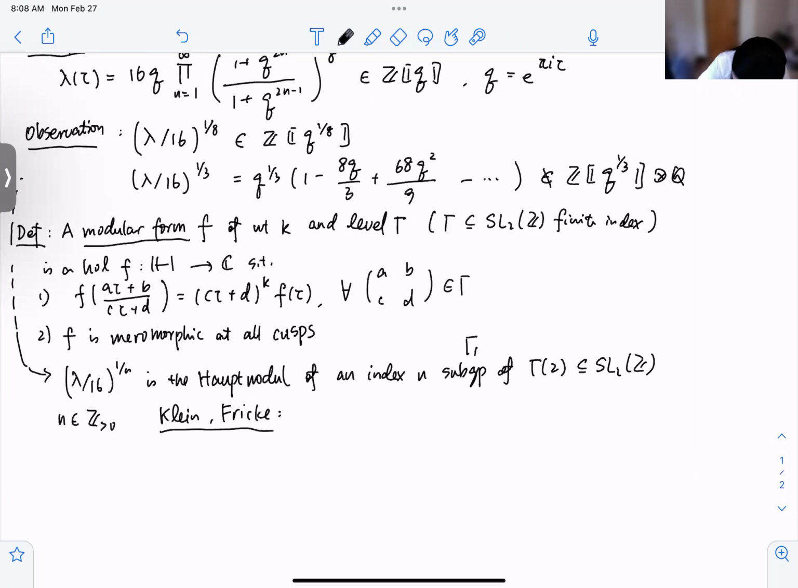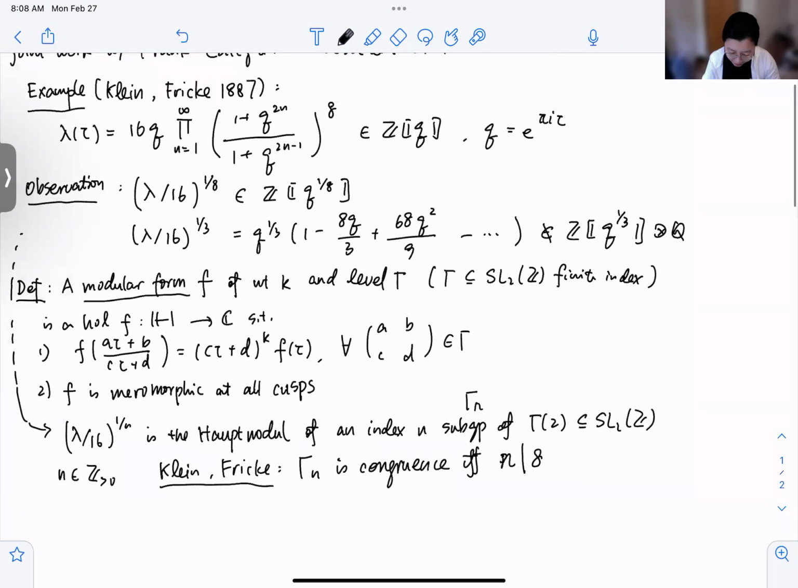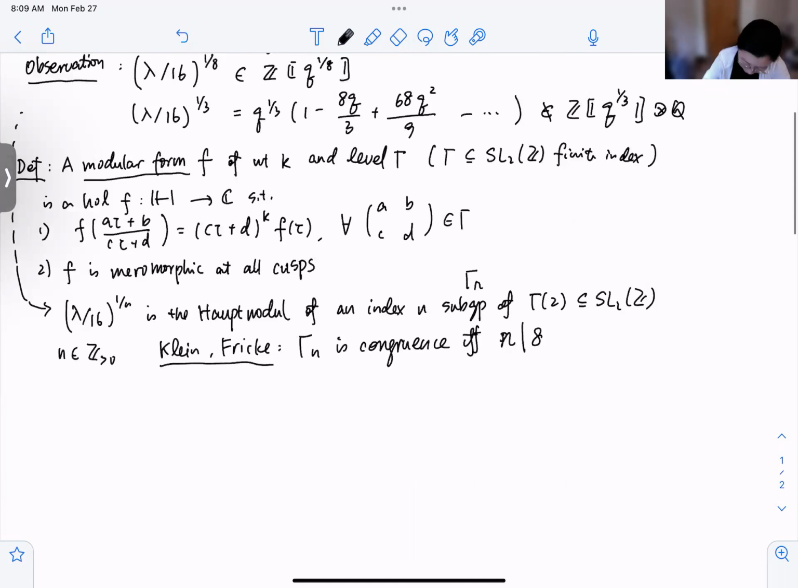Gamma n is congruence if and only if n divides 8. So from the naive example we see that a finite index subgroup of SL2(Z) is congruence if and only if, in this particular example, the most typical modular form, the Hauptmodul for this subgroup, has Fourier coefficients with bounded denominator or not. And actually that's a theorem.